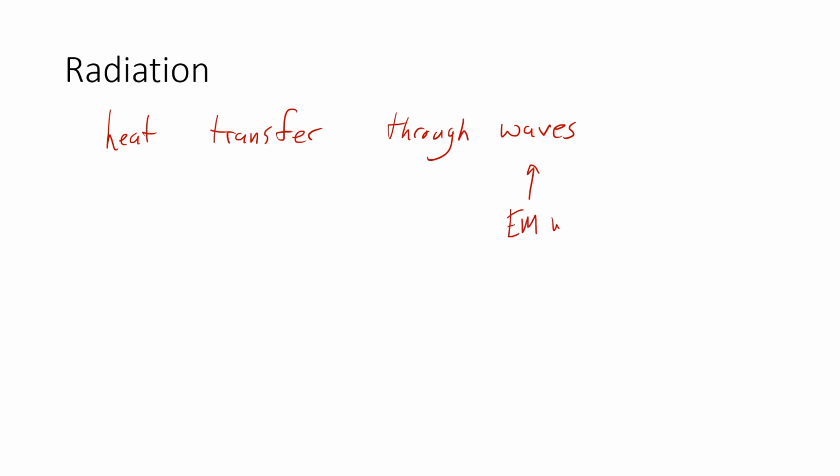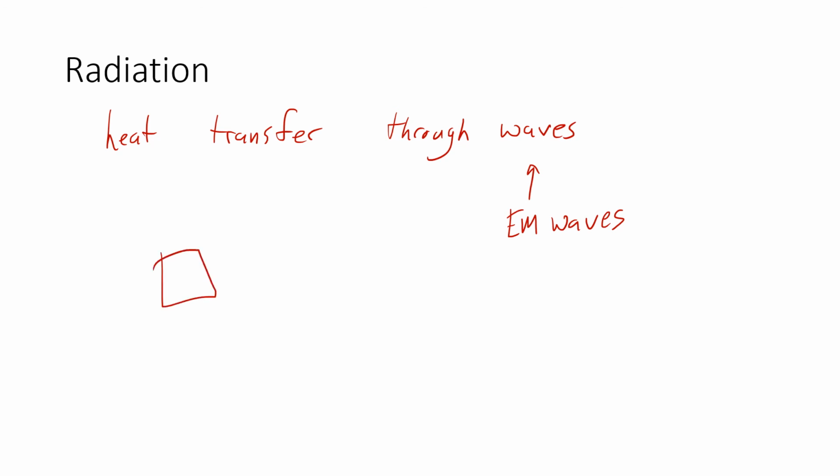Radiation is the type of heat transfer through waves. All right, what kind of waves? Through electromagnetic waves. All right, so what are you talking about? Let's say you have something hot. Let's say you have something that is whatever temperature.